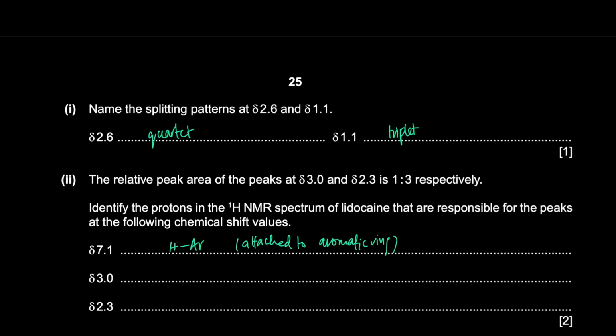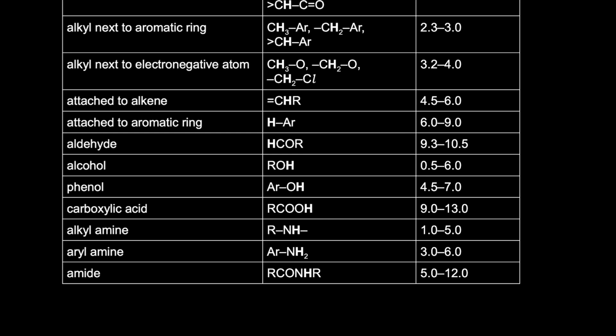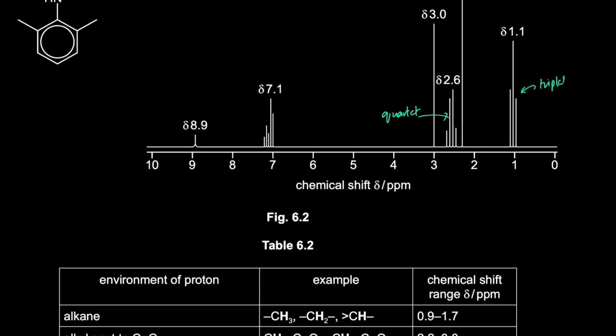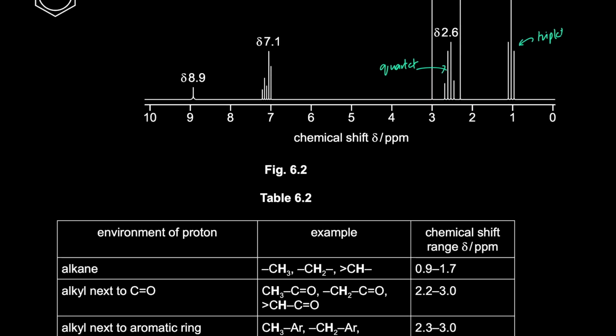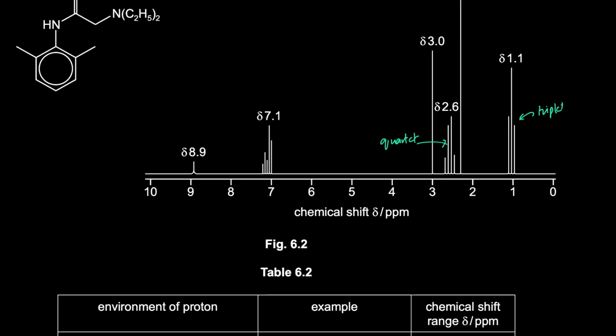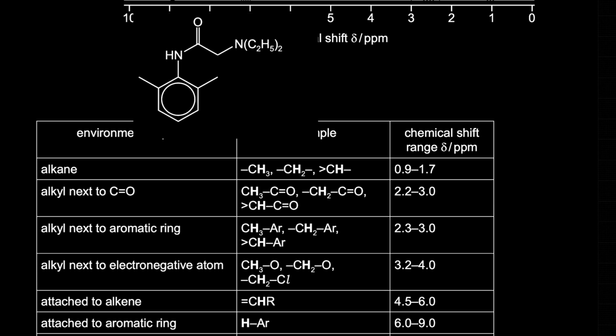Now, the question also says that the ratio between 3.0 and 2.3 is 1:3. The proton at 7.1 was attached to an aromatic ring, H-Ar. Now, what are the protons at 2.3 and 3.0? Let's look at the structure of the molecule at the same time. At 2.3 and 3.0, in both cases we see a singlet.